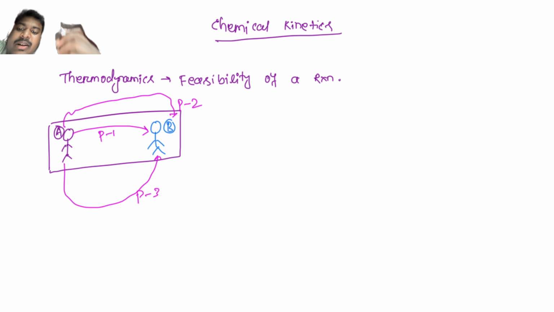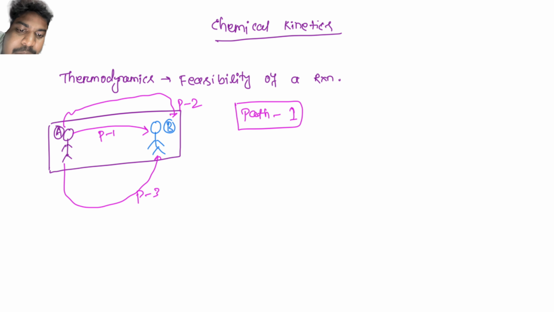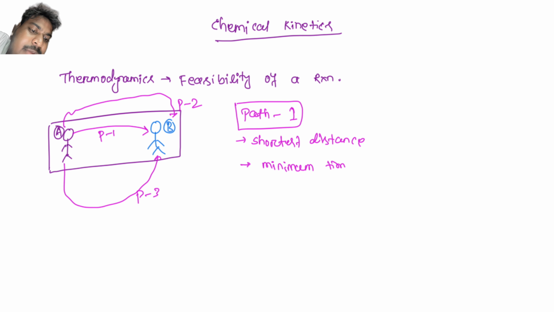So what I mentioned here about path 1, we should write it. I am writing everything. Why do we choose path 1? Because path 1 is the shortest distance and minimum time. That means I can say this path 1 transaction will be so fast.